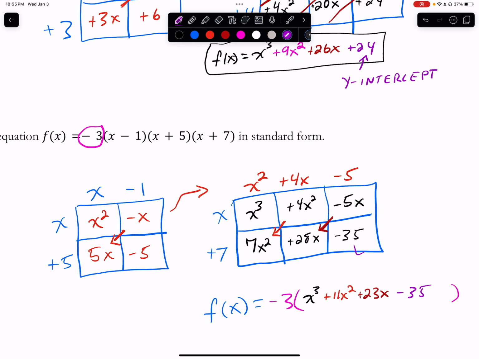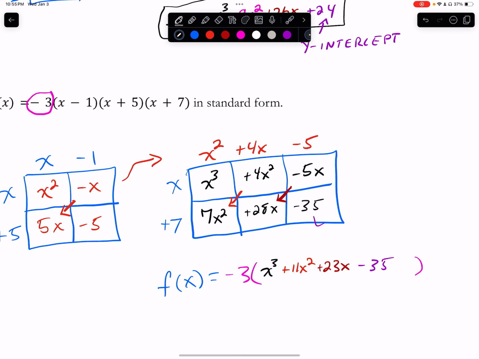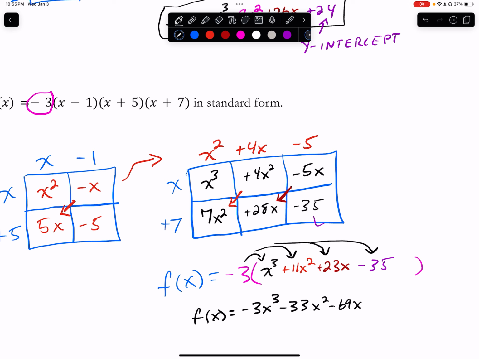And this is the last and final step where I want to incorporate that -3 in. So I would say f of x is equal to, now I'm just going to distribute here all the way through. So -3 times x to the third would be -3x to the third. And then we're going to get -33x squared. And then we're going to get -69x. And then we're going to get plus 105. Okay, use your calculator if you need to check and make sure that you are correct.